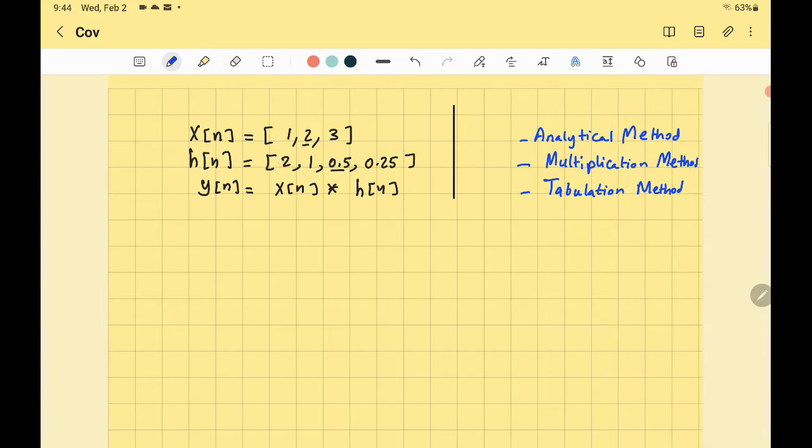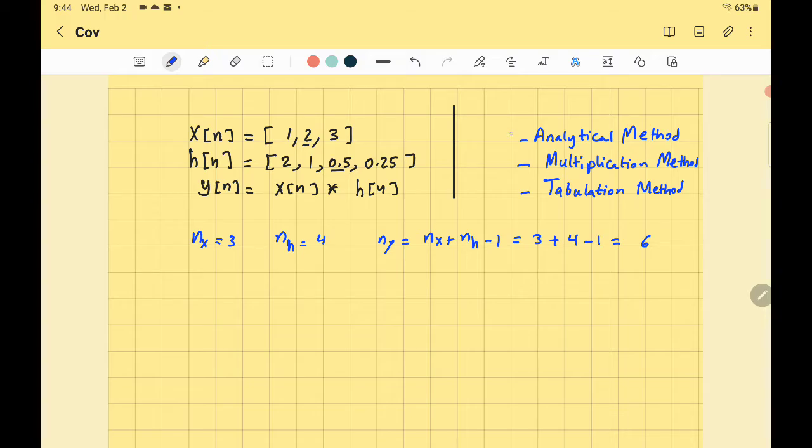So the number of elements of the input is equal to 3, and the number of elements of h is equal to 4. The number of elements of the output y will be equal to nx plus nh minus 1, which is 3 plus 4 minus 1, equal to 6 elements. So expect y of n to have 6 elements.